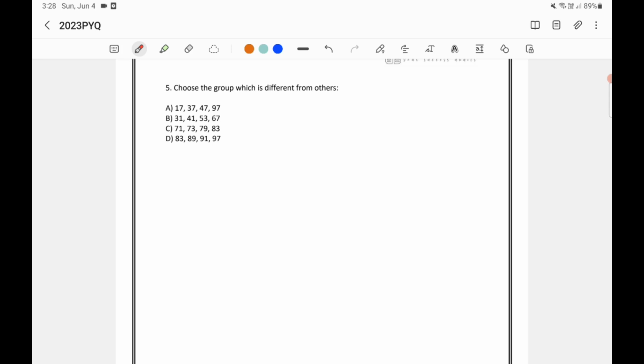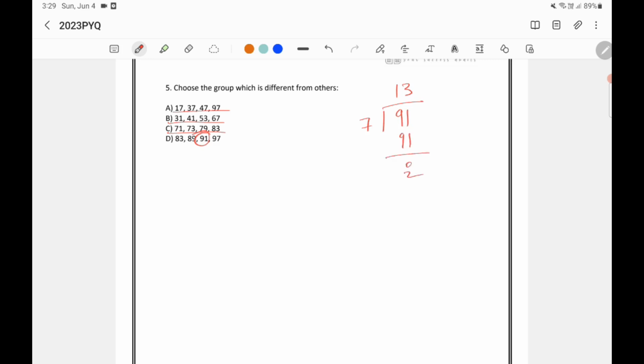So what we have to do here is find out the number which is not a prime number. If you check all these numbers, 91 is actually not a prime number. Okay, if you divide 91 by 7, you will get 13. 13 into 7 is actually 91. So 91 is not a prime number.